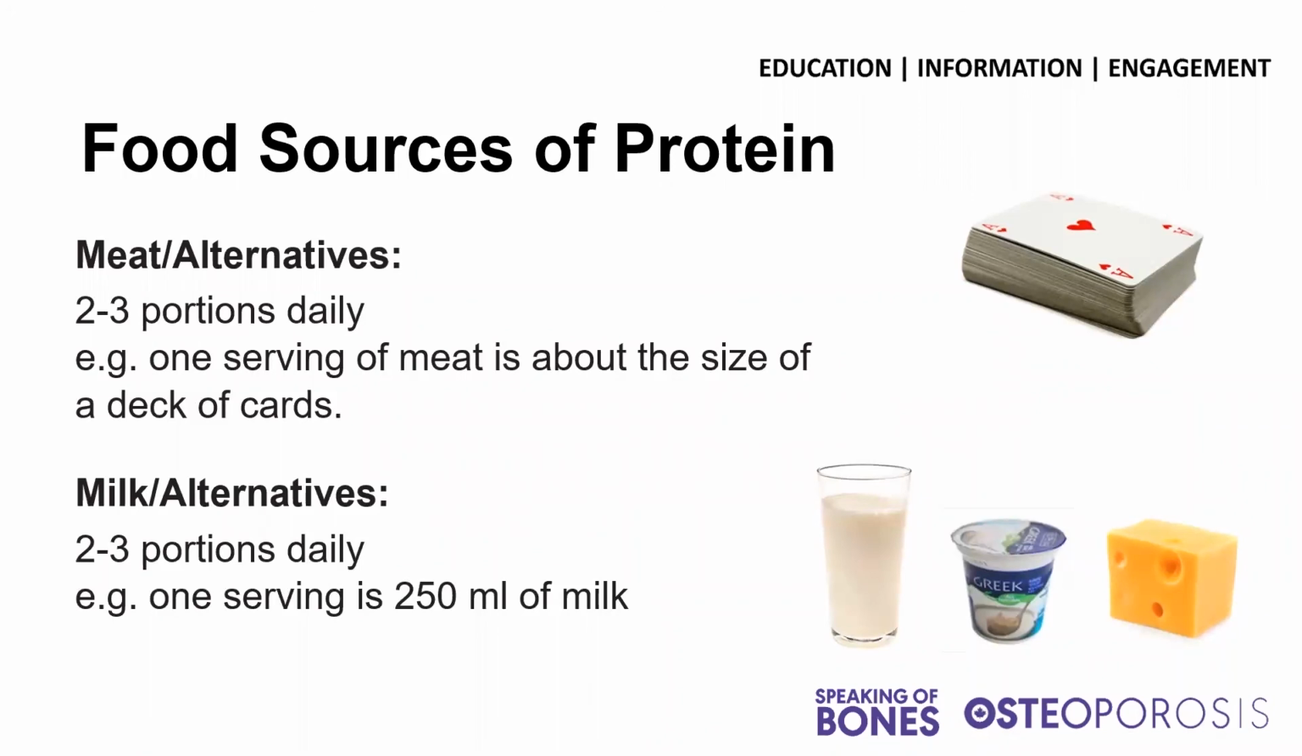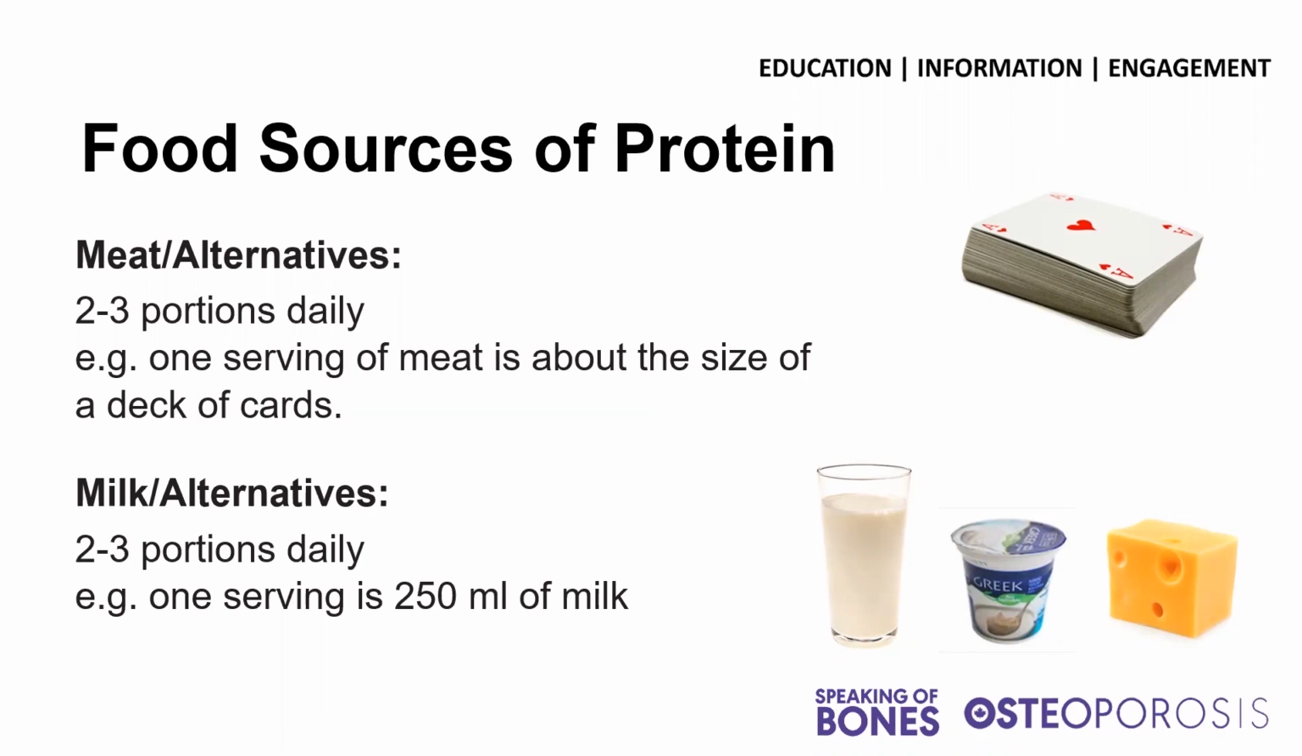So how much is a serving of protein? Well, for meats and alternatives, it's about the size of a deck of cards. And so, as I mentioned, 2 to 3 portions is recommended a day, or one protein-rich food at each meal. You want this spread throughout the day again, just like the calcium.